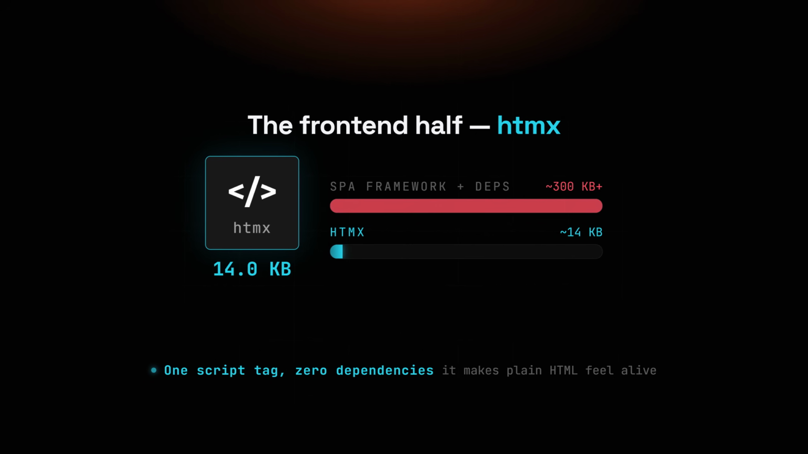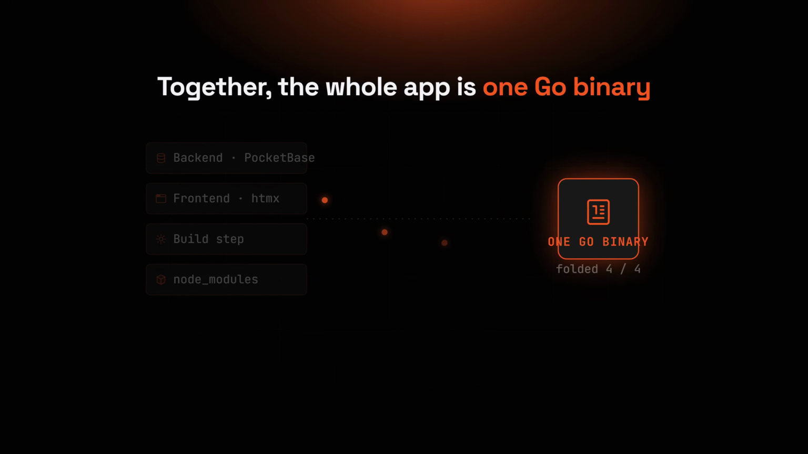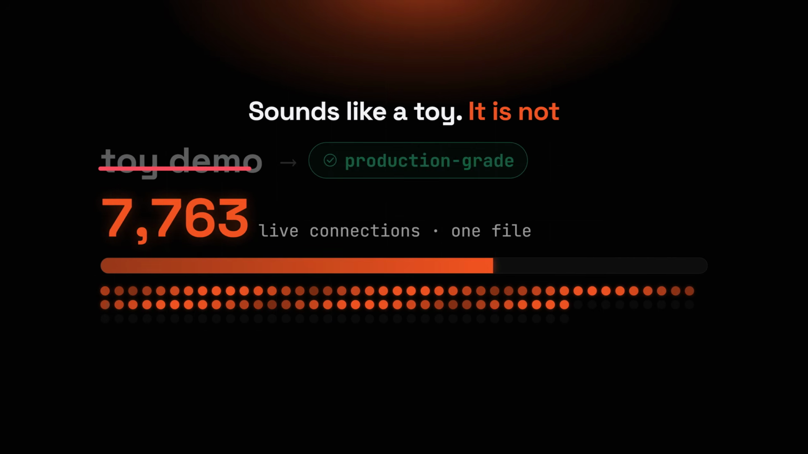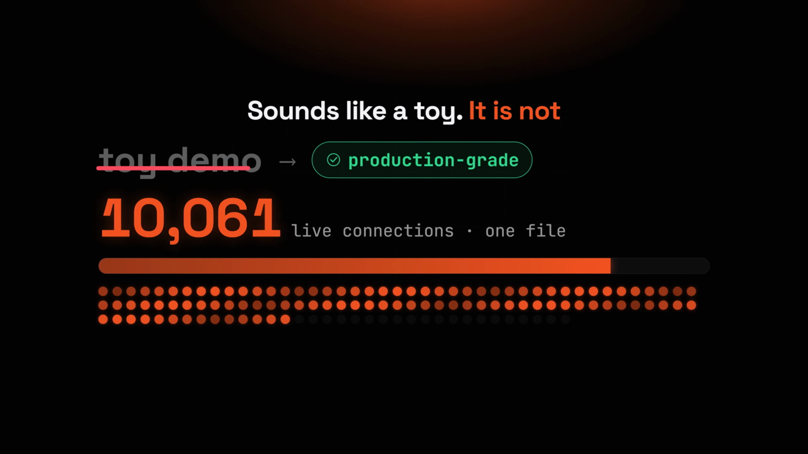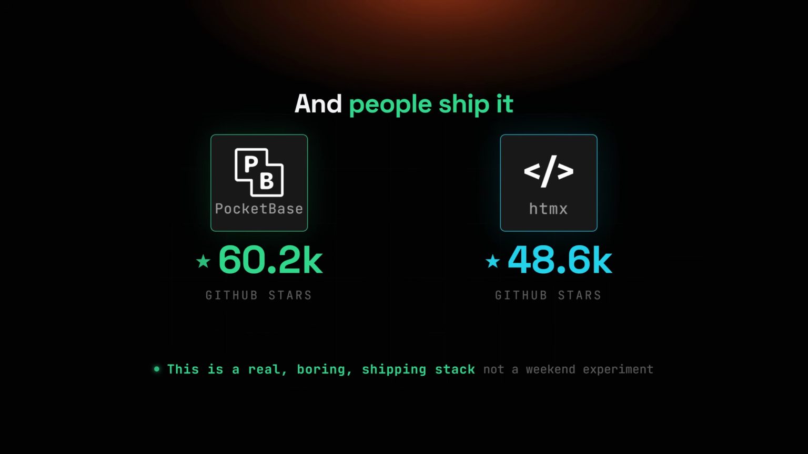It makes plain HTML feel alive. Put them together and the whole app is one Go binary. No node, no node_modules, no bundler, no build step. Sounds like a toy. It is not. One PocketBase file can serve past 10,000 live connections at once, and people ship it. PocketBase sits near 60,000 stars, HTMX near 48,000.